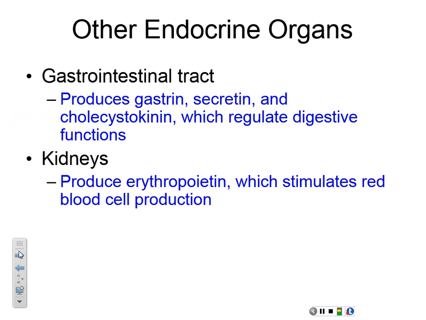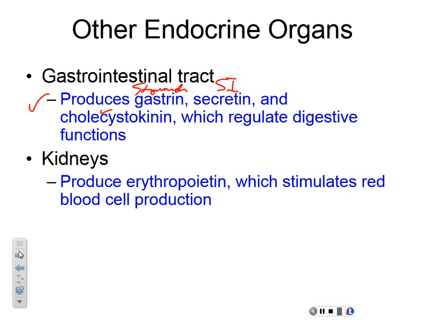These are some other organs from other systems that happen to have cells within them that will produce a hormone. Okay, so the gastrointestinal tract, like the stomach, produces gastrin. Okay, so this is the stomach. Secretin from the small intestine, particularly the duodenum, does that, and cholecystokinin as well is produced by the duodenum, and these are involved in digestive function.